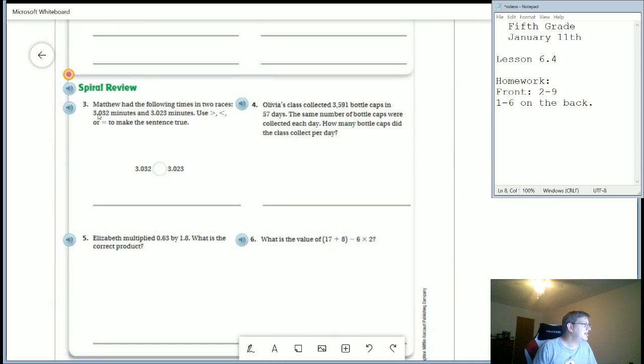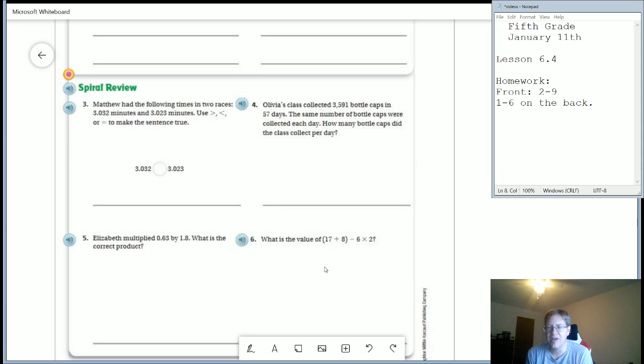Number three, we want to go ahead and compare these two decimal values. We're talking about minutes. So we are starting at our largest place value. If those are the same, then we go to the next largest place value until we have one that is larger than the other, and then that's going to be the larger of the two decimals. We are doing this number of bottle caps divided by 57. This one's multiplication. Remember that our decimal point gets moved over after we are done multiplying. And then the value of this particular expression.